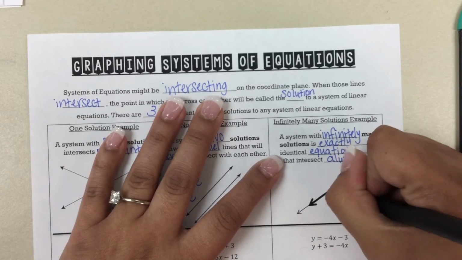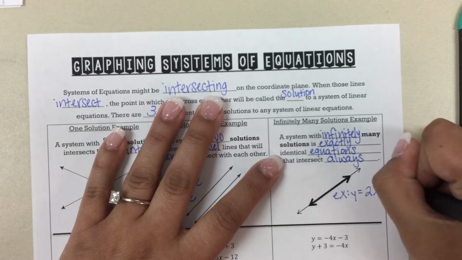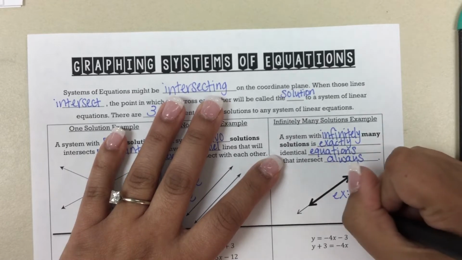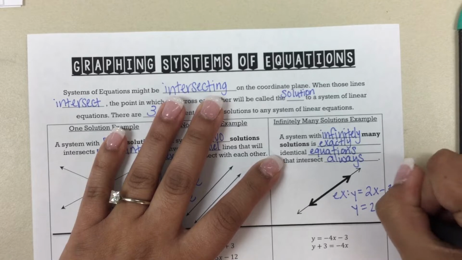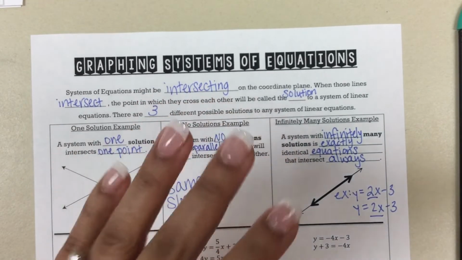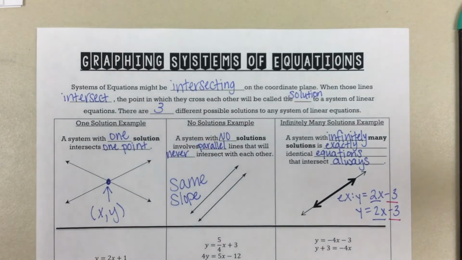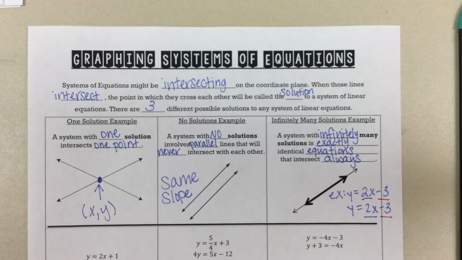So to see it in terms of equations, here's an example, y equals 2x minus 3. Then you would have y equals 2x minus 3 again. So the 2x is the same, and the minus 3 is exactly the same. So as long as they are the exact same equation, then you will have infinitely many solutions.